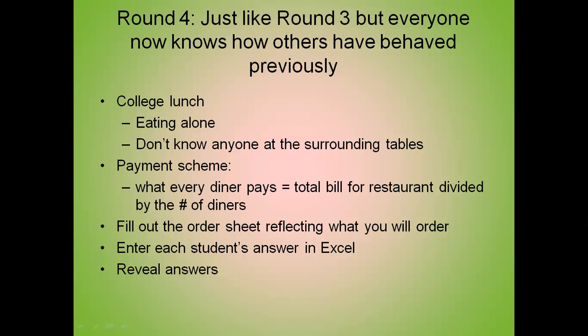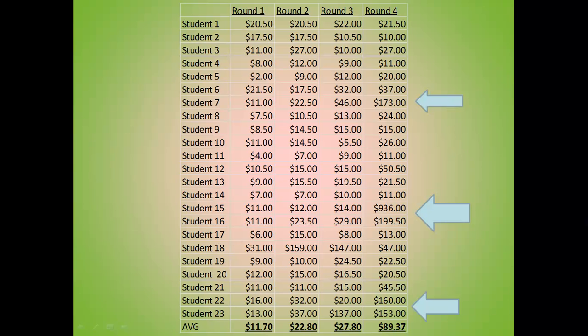Then I turn off the spreadsheet and we return to the restaurant for one final time. This round has the exact same conditions as round 3. It is still true that the price they will pay for a meal will be determined by taking the bill for the entire restaurant and dividing by 4,000, the number of patrons. The only difference between round 4 and round 3 is that they know how others behaved in previous rounds.